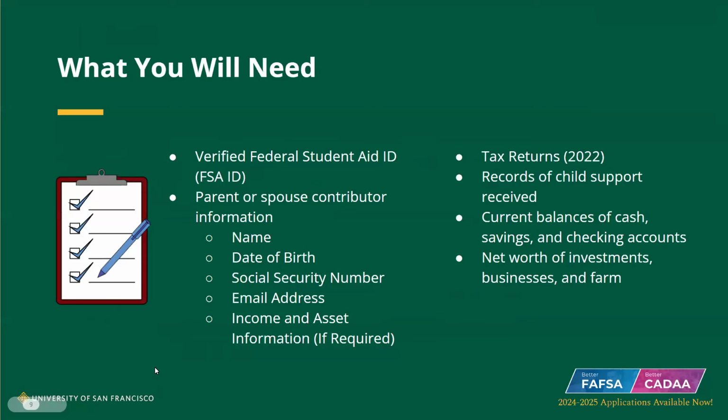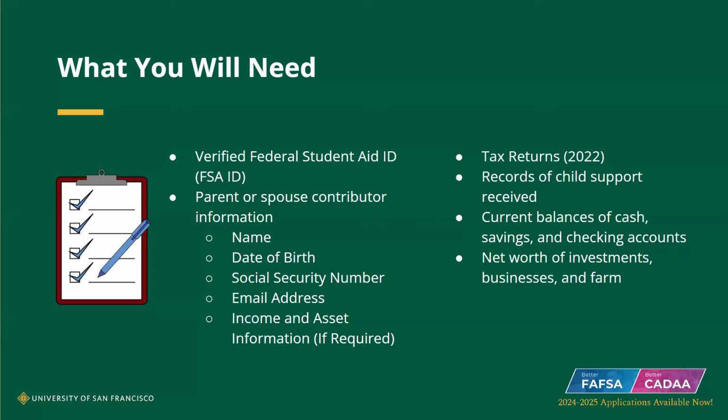All right, so let's talk about what you'll need to complete a FAFSA. First, you'll need an FSA ID. If you have a parent or a spouse contributor, you're going to need their name, date of birth, social security number, email address, income and asset information if you have income and assets, the tax returns from 2022, records of child support received, current balances of cash, savings, and checking accounts, and the net worth of investments, businesses, and farms.